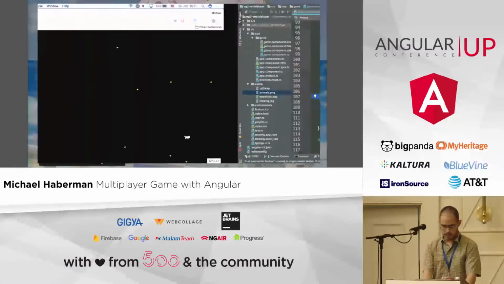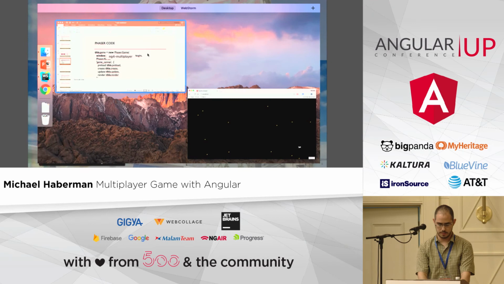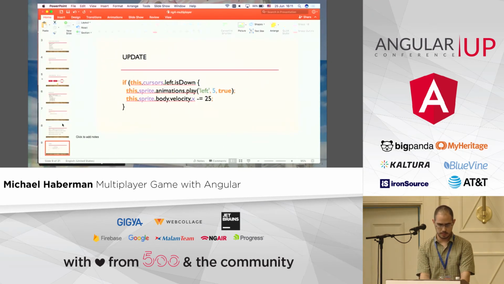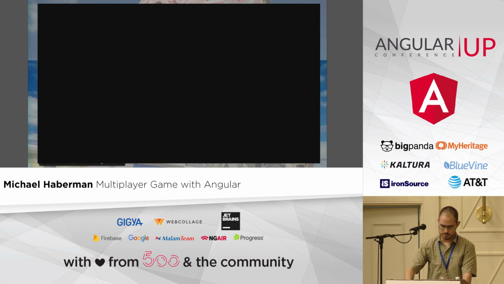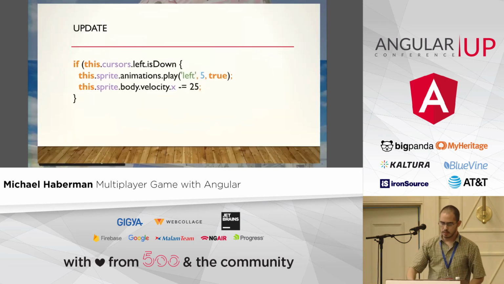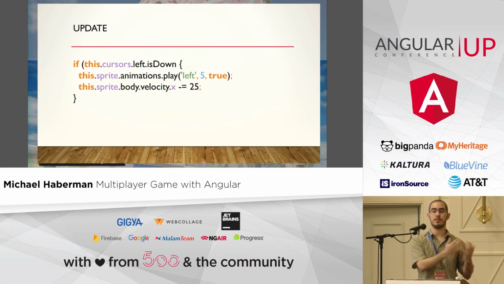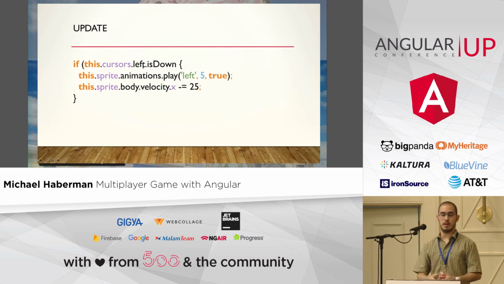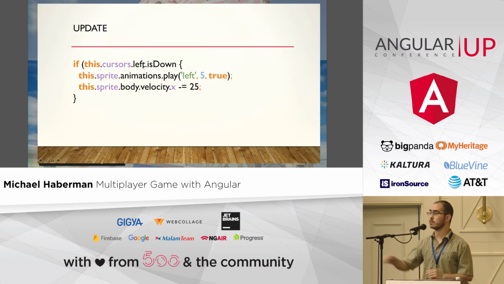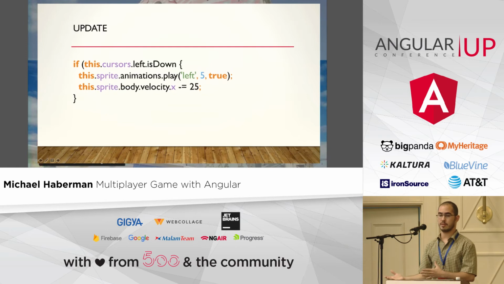So now, after we did the create, we need to see the update. When we are updating, we are listening to what the user does, and we are trying to update the effect in the game. So we are looking if the user has just pressed the left. So is left down right now? If so, please play the left animation and change the velocity.